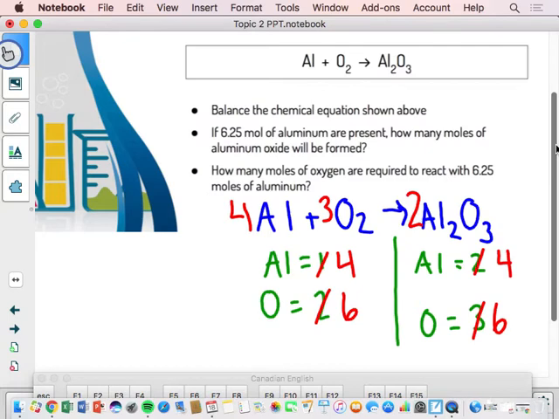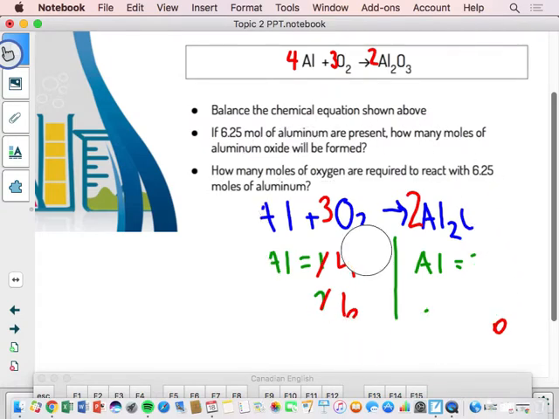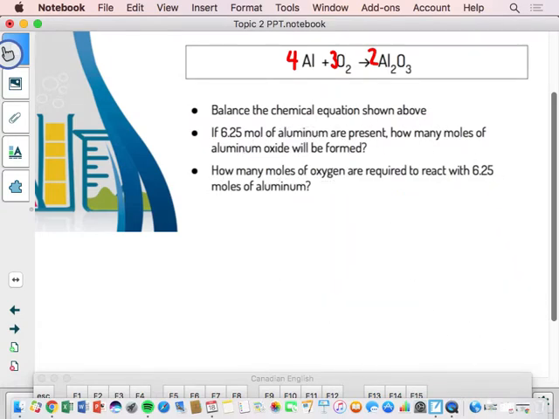Okay, I'm gonna write this up here because we've done it. 4, 3, 2. And then I'm just gonna erase this. Is that okay? You can see it if you need to, but I think you guys are good.